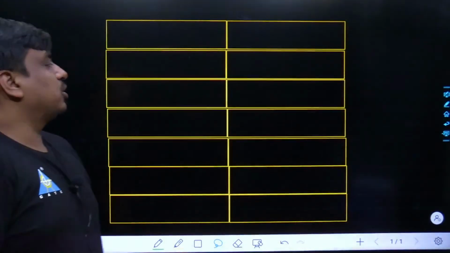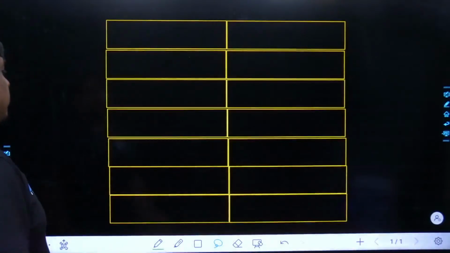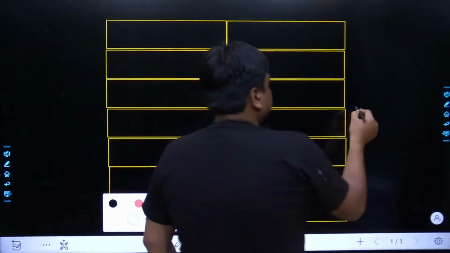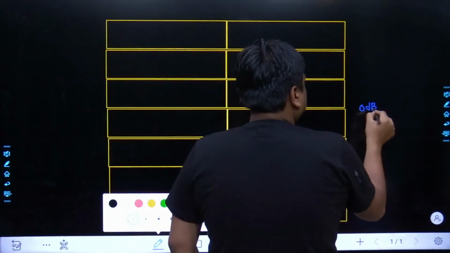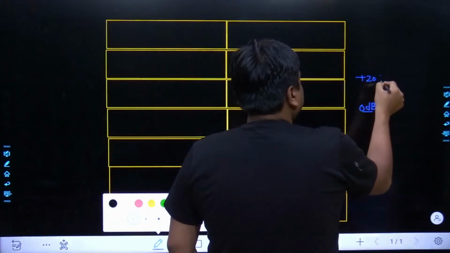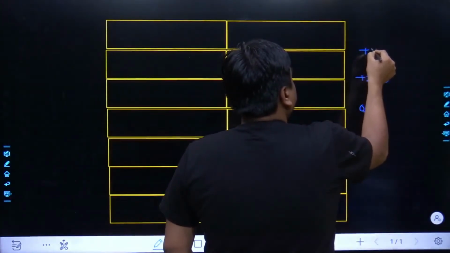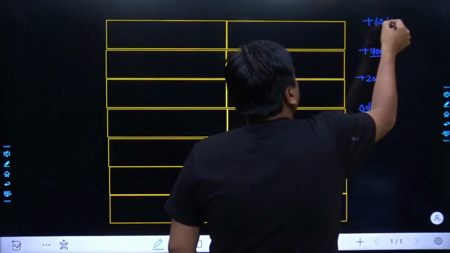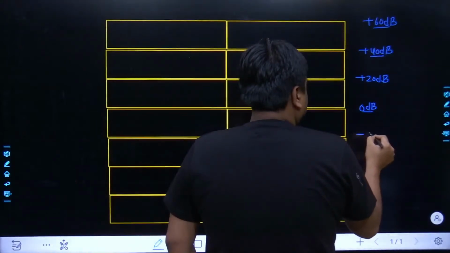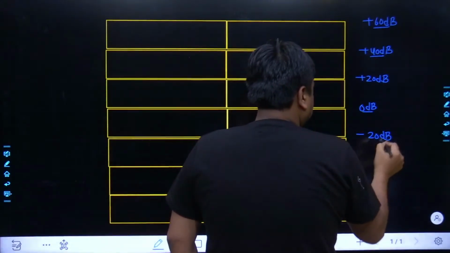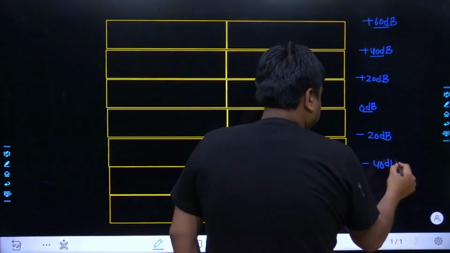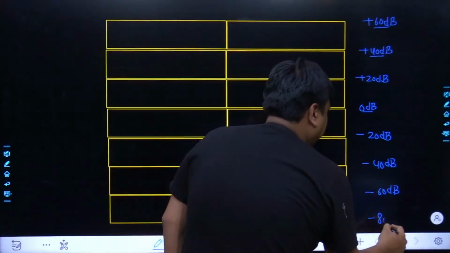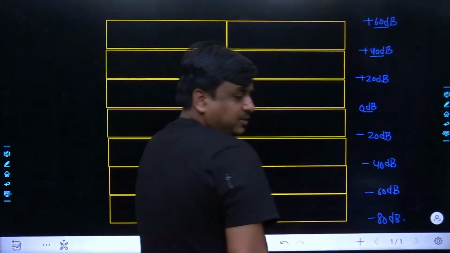So here we are going to draw the Bode magnitude plot. Let's take this horizontal line which we had; it is the 0 dB line. Similarly, this horizontal line is the plus 20 dB line, then the plus 40 dB line, and similarly this is the plus 60 dB line. Similarly, when we go downward, it is the minus 20 dB line, the minus 40 dB line, the minus 60 dB line, and lastly let's take the minus 80 dB line.